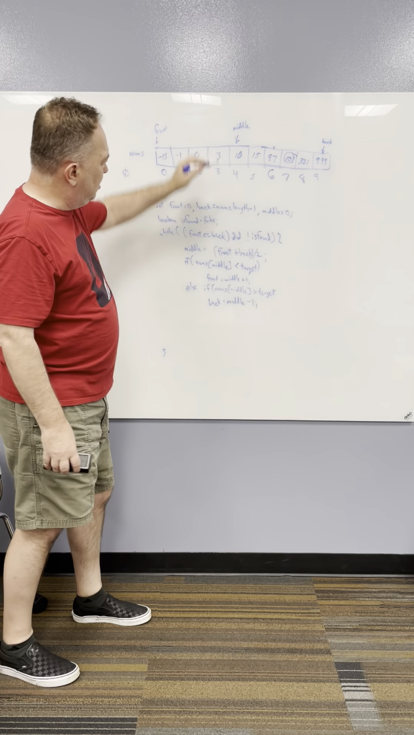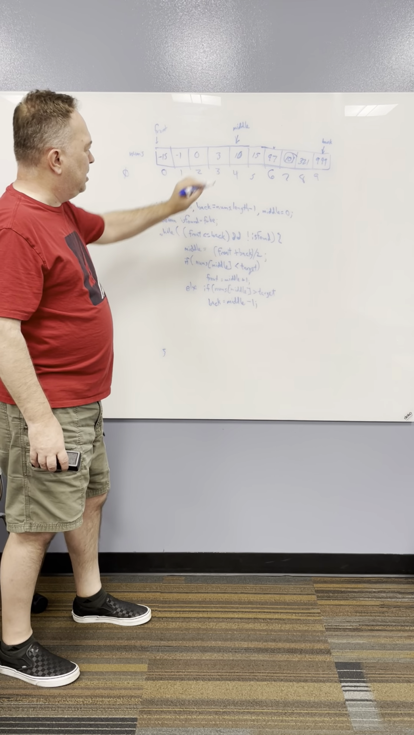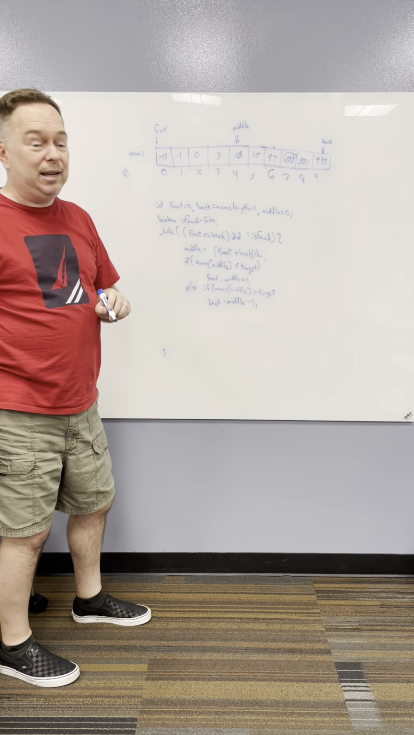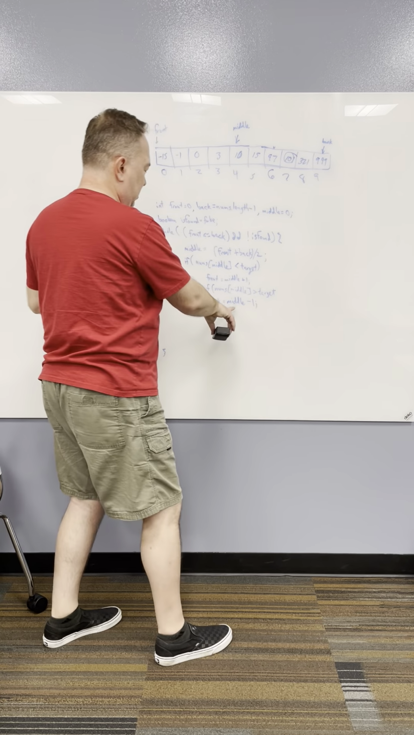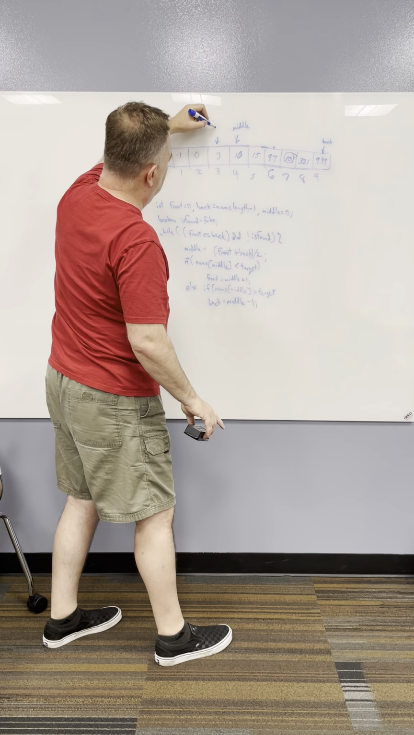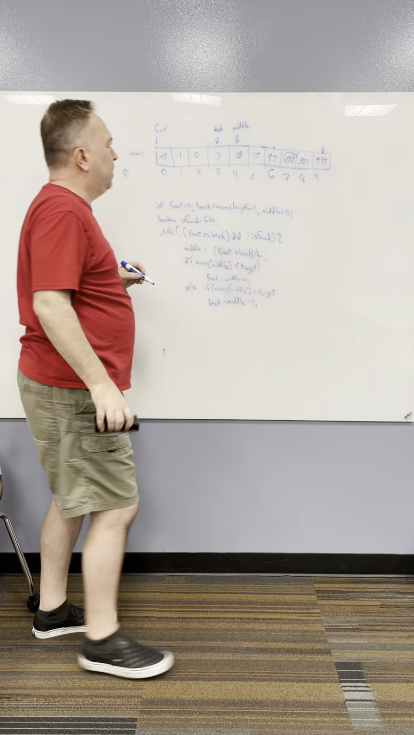If nums middle, which is 10, is that greater than the target? Is 10 greater than 0? Why, yes it is. So in this case, we move back to middle minus 1. That's right here. Back is not here anymore, right?